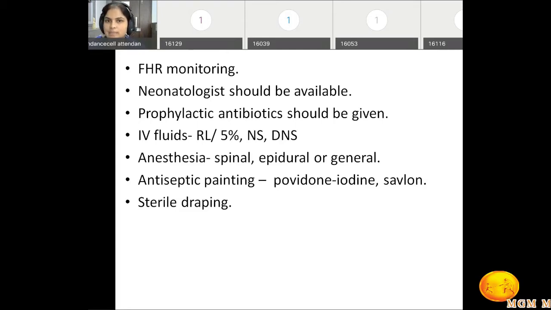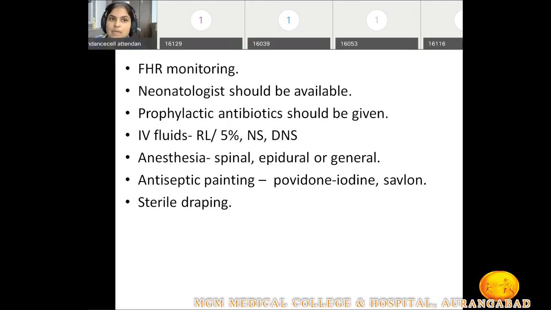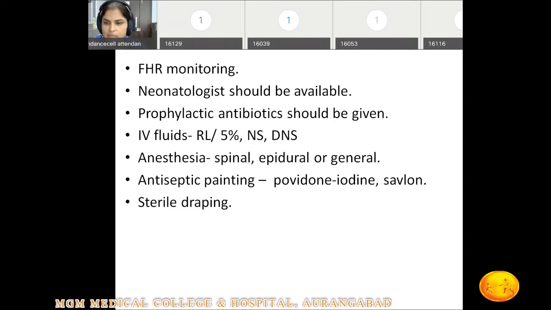And general anesthesia. Especially in cases of any serious patients like eclampsia, preeclampsia patients, general anesthesia is preferred. Placenta previa, where you need a relaxed abdomen, general anesthesia is preferred. Where the procedure may take a longer time, general anesthesia is preferred. And obviously on table we do antiseptic painting and sterile drapes are put.